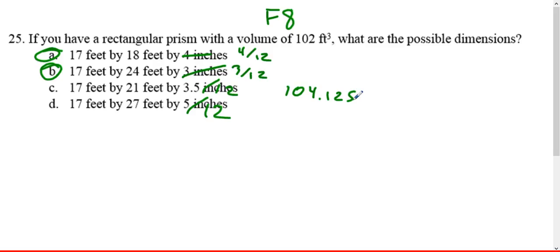And then last, 17 by 27, you get 191, so that also does not work out.